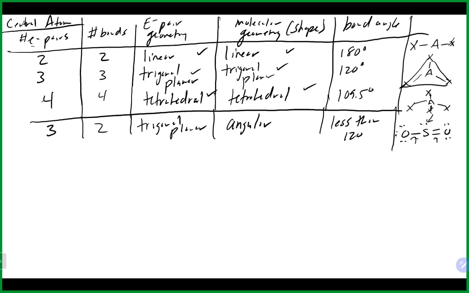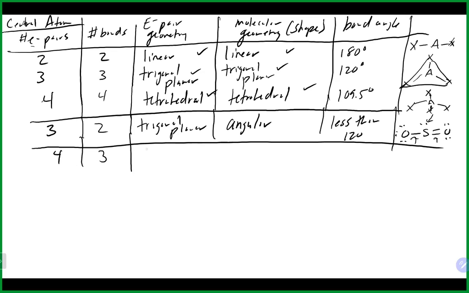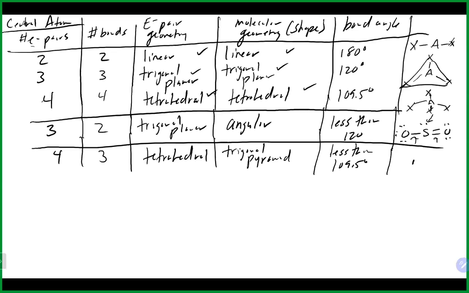The next one that we talked about was 4 electron pairs and 3 bonds. So 4 electron pairs is still going to be tetrahedral. But because of that non-bonding electron pair, we end up with something that is known as trigonal pyramid. Again, not planar, but pyramid. And this is less than 109.5 degrees. This is something like ammonia.